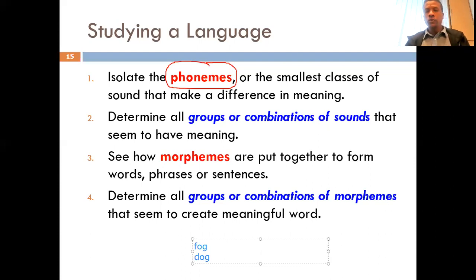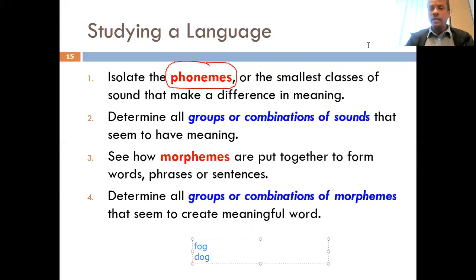If you see these two words, the difference between them is the phoneme f and the phoneme d. So f and d make a difference here, and that difference affects the meaning, because in the first case we say fog, in the second case we say dog. So this is the phoneme that makes the difference between these two. Whenever you study speech, we are concerned about these phonemes, the phonemes that affect meaning, that affect the utterance of a specific word.